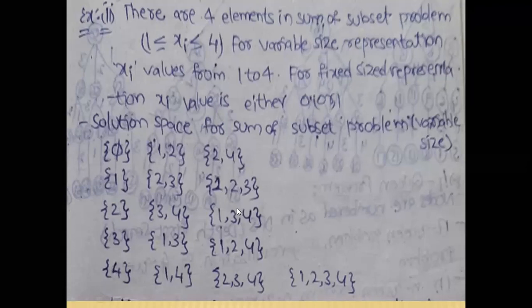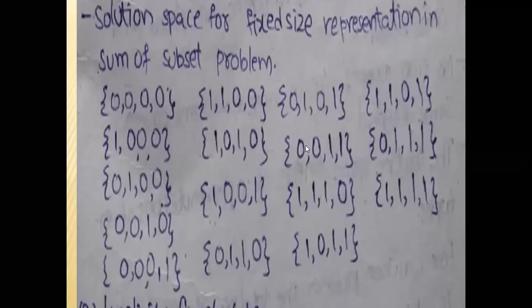Explicit constraint means the values of x of i. That is, the value of x of i is either 1 or 2 or 3 or 4 or 1, 2, 1, 3 or 4 for variable size representation. Next, fixed size representation. Suppose for fixed size representation, you are representing the same 16 numbers.